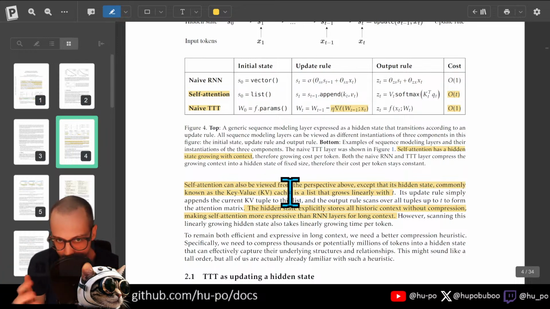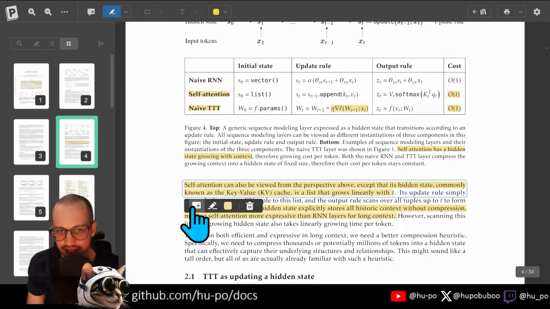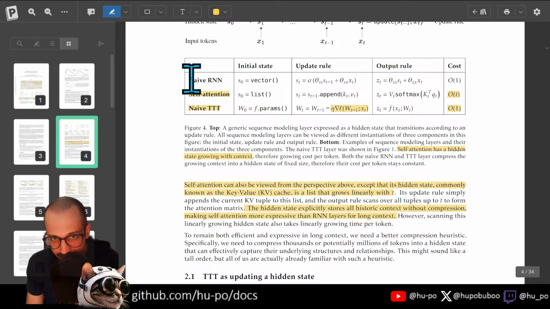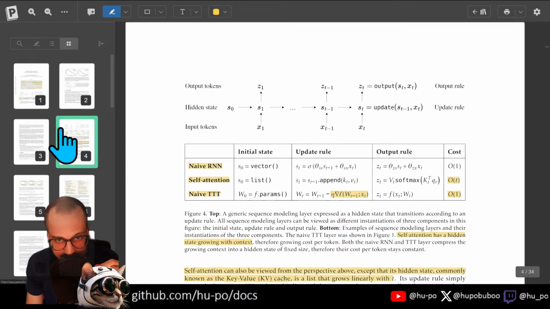That's the Achilles heel of these transformer models: that list grows with the length of your context. But the benefit is that the hidden state explicitly stores all historic context without compression. What do they mean by without compression? The KV cache is literally the value for all of the tokens you've seen up until then, versus in an RNN or something like Mamba, or this RNN with expressive hidden states, where you're compressing that.